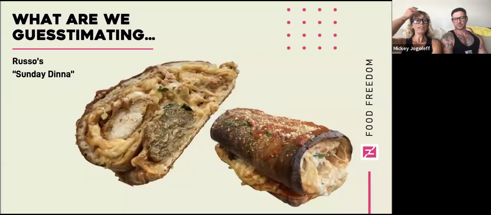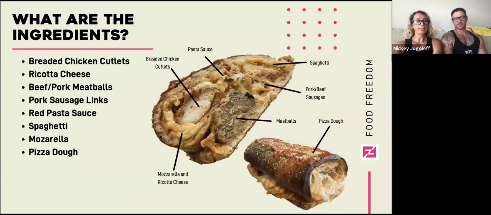So with the Sunday dinner, this was from Russo's in New York. Let's talk about what is inside of this. Well, there's chicken cutlets, ricotta, beef and pork meatballs, and all of these different things that make up this Sunday dinner. This is where you would look at it and see every little thing as an ingredient.